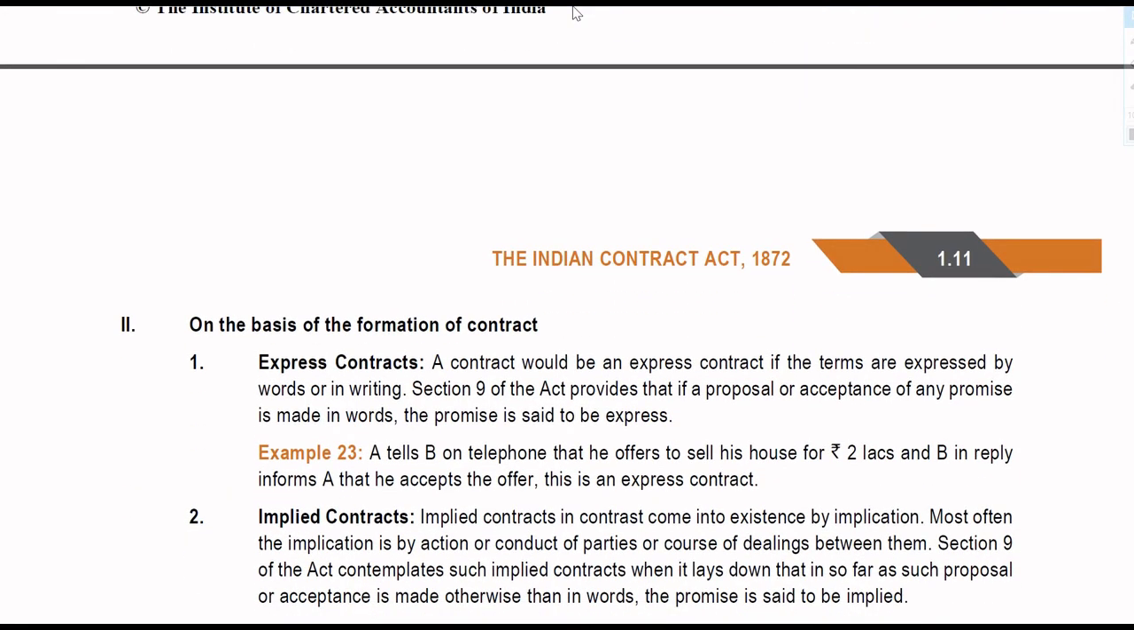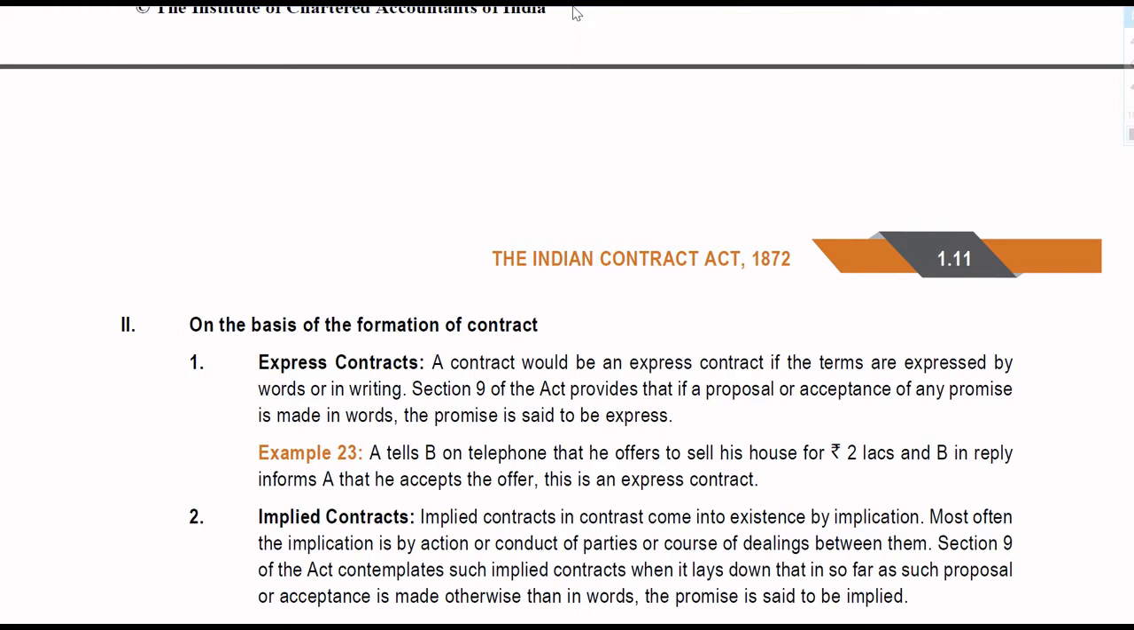Now part two, on the basis of formation of contract. First point, express contract. A contract would be an express contract if the terms are expressed by words or in writing. Section 9 of the Act provides that if a proposal or acceptance of any promise is made in words, the promise is said to be express. Example 23. A tells B on telephone that he offers to sell his house for 2 lakhs and B in reply informs A that he accepts the offer. This is an express contract.